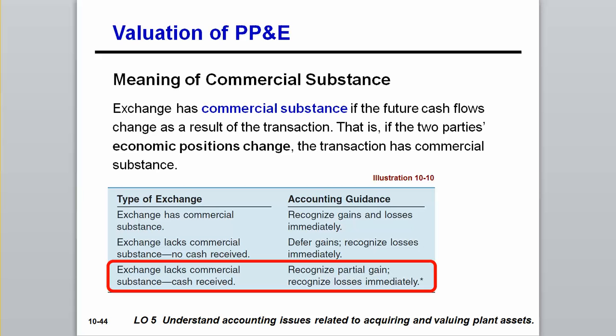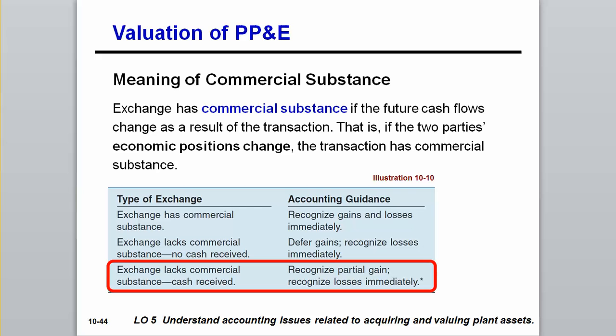Now let's consider the situation where the exchange lacks commercial substance, but we receive a little bit of cash. Obviously, if we receive a little bit of cash today, there's been some change in the timing of future cash flows, because if we held on to the delivery truck, we wouldn't have any cash today. But if as a result of the exchange we receive a little bit of cash, well then we say there is a little bit of commercial substance, and we will recognize a little bit of the gain.